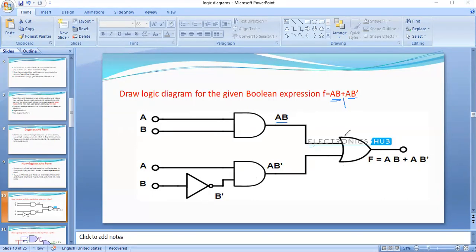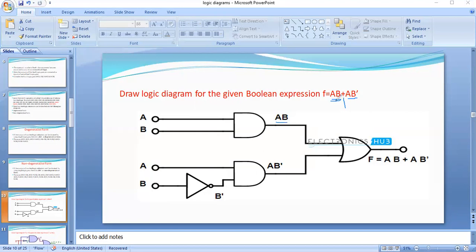To the OR gate. So we get output like this. See here, this is the OR gate. For this OR gate, what are the inputs? AB and AB bar. So what is the output? F is equal to AB plus AB bar.